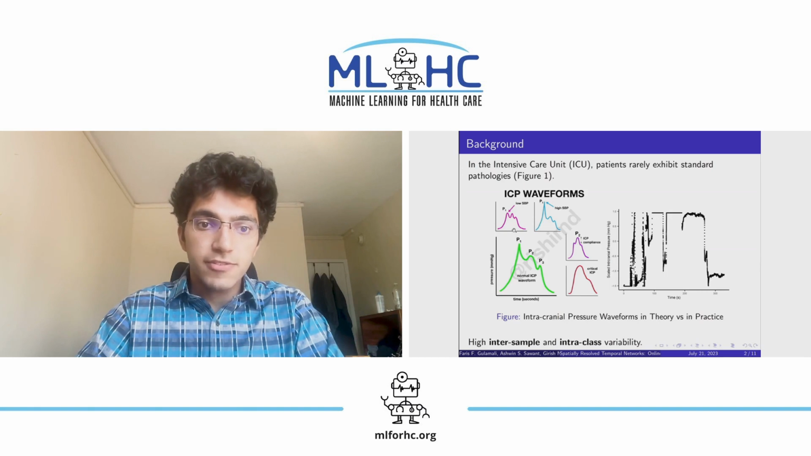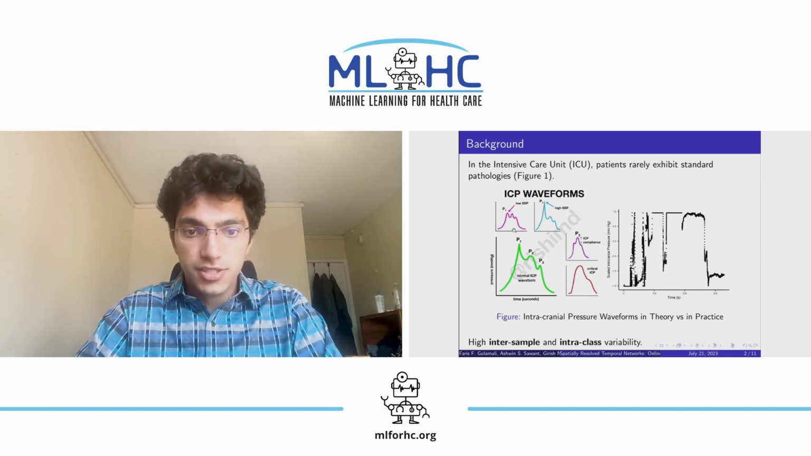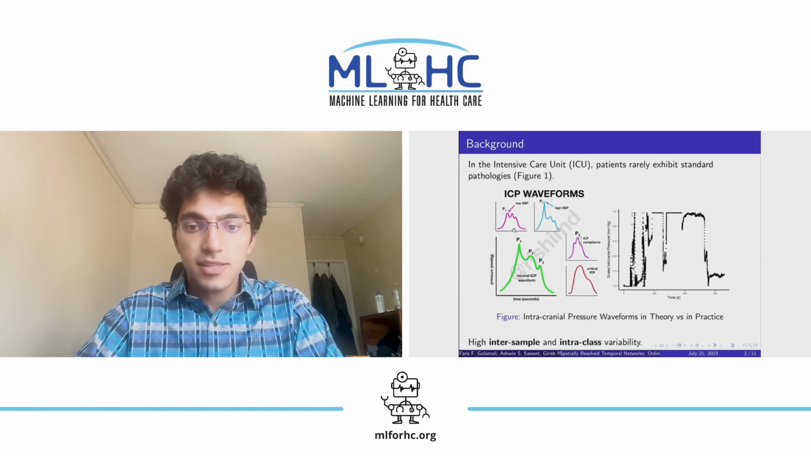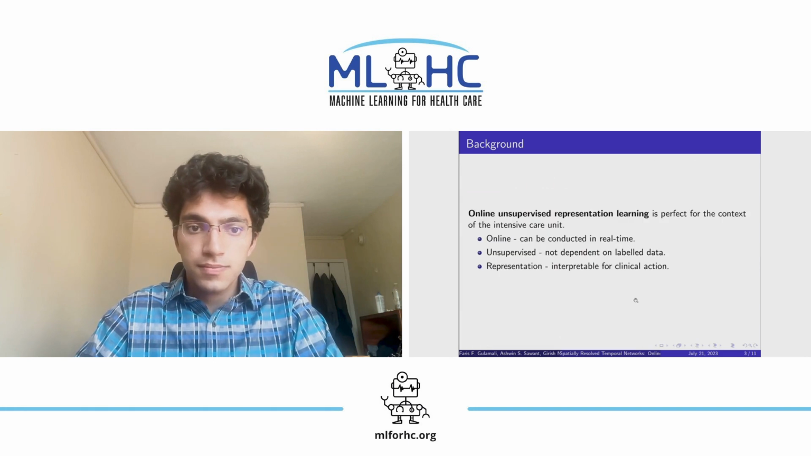When a patient exhibits different pathologies, the relationship between the P1, P2, and P3 bump changes. But this is only what happens in theory. In practice, if we look at a real intracranial pressure waveform, we see that there's a lot of variation in what happens in real life. And this is because there's high intersample and high intraclass variability for each patient.